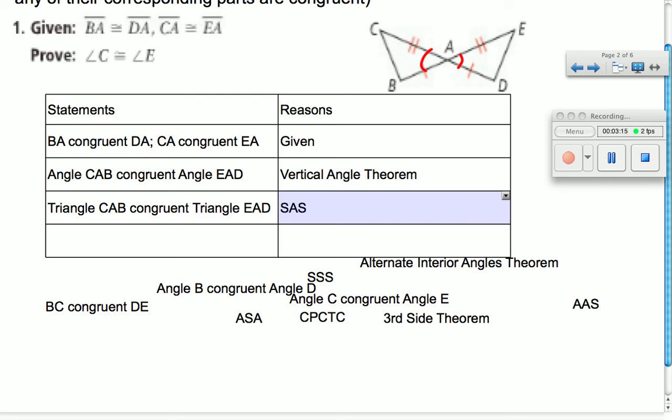Well, hopefully it doesn't spell anything naughty. Because what you're asking yourself then is, is the A between the two S's? And it is. And that's why it was side angle side.